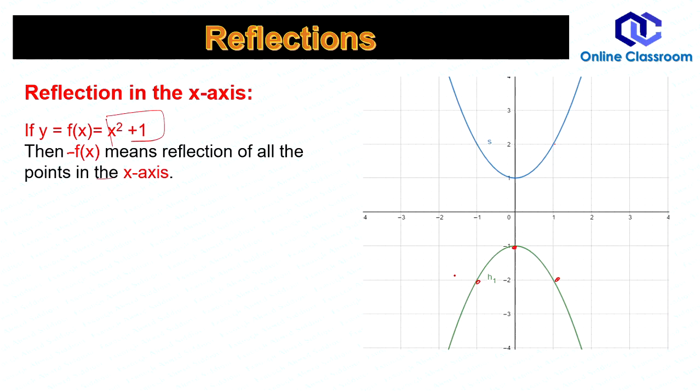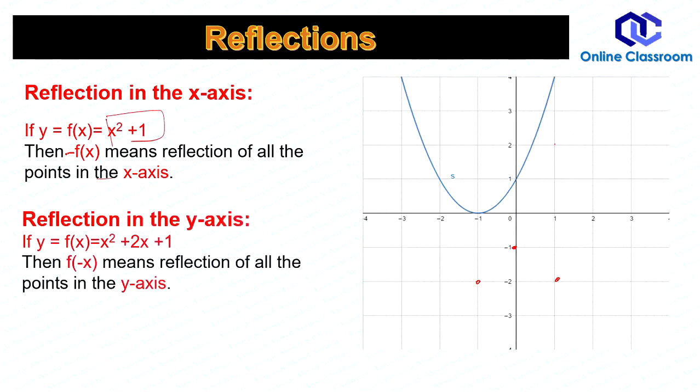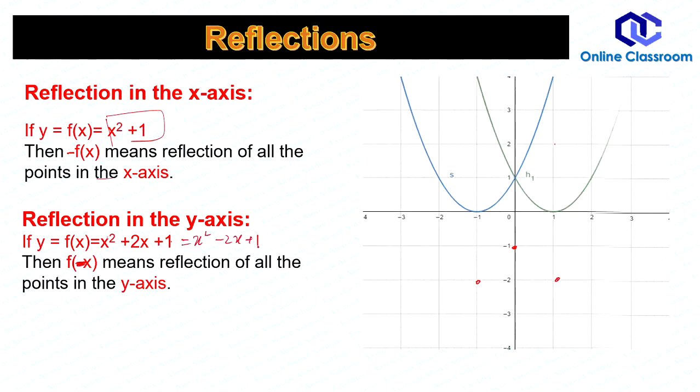Complete reflection. And how to represent the negative sign? Learn this negative sign. Similarly, if it is reflection in the y-axis, that would be a negative with domain. This negative, see this negative with the domain. So I have to replace all x by negative x, that is negative x squared is x squared, 2 into negative x is minus 2x, plus 1, and that function is something like this, a reflection.